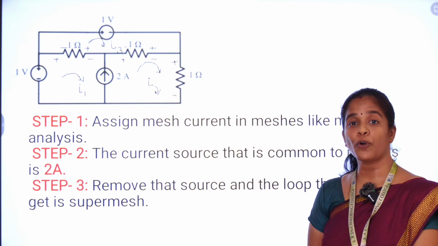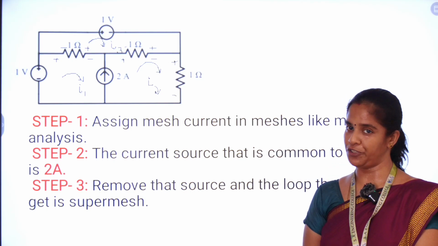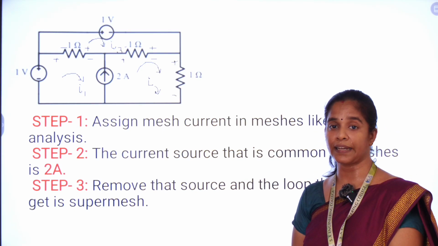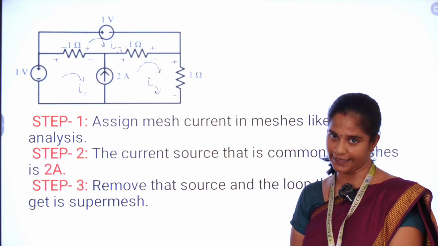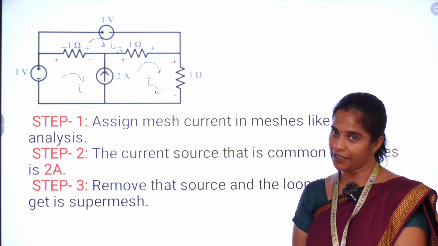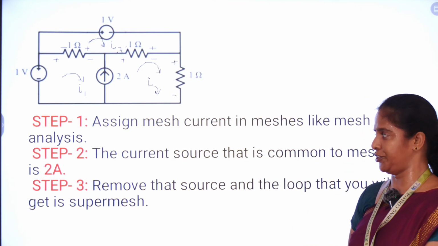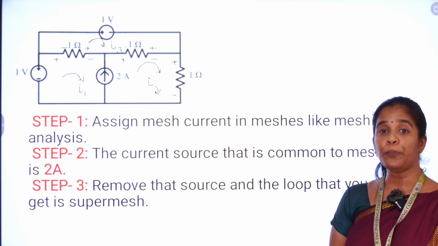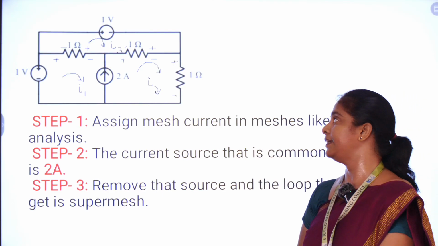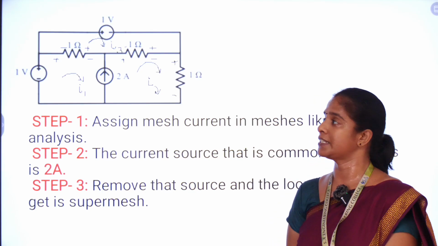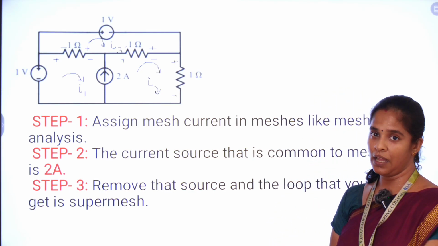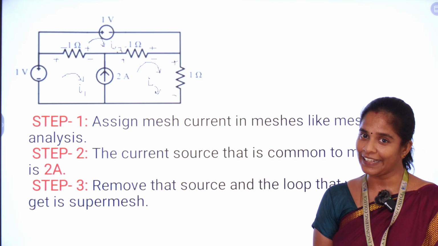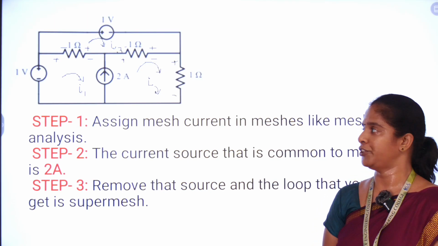The first step is we are going to assign currents in all the 3 meshes. As we are having 3 meshes, we are going to represent current as I1, I2 and I3. All these currents are assumed to be in clockwise direction. Now the current source that is common between the 2 meshes is identified. Here the 2 amps is the current source that is common between the first 2 meshes. Now we are going to remove that particular current source from the circuit to get the mesh which is known as supermesh.